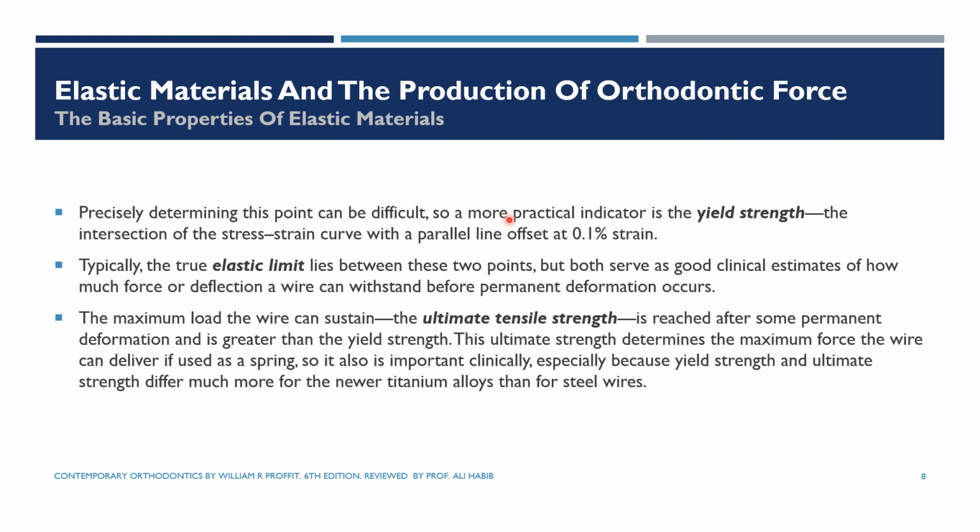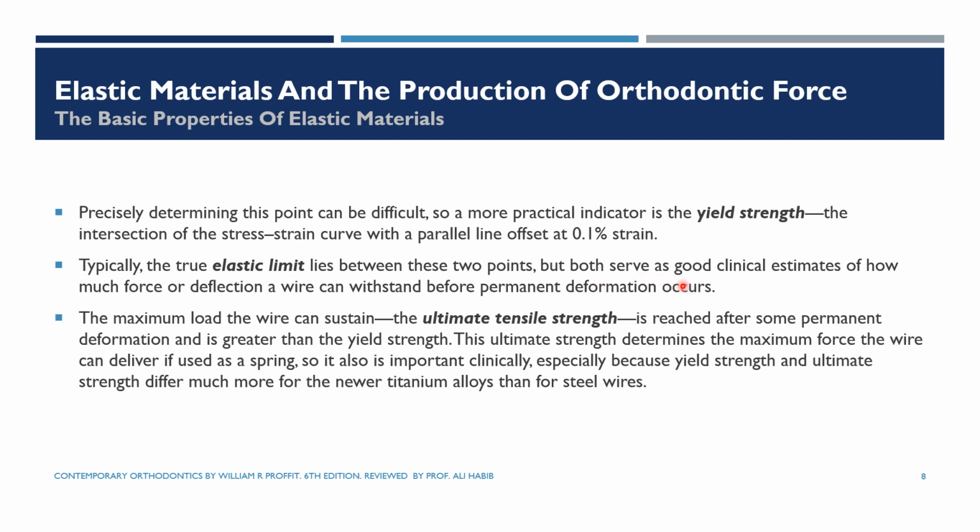So precisely determining the proportional limit, which I described before, is very difficult. That's why instead a more practical indicator used is the yield strength, which you can define by drawing the intersection of the stress-strain curve with a parallel line offset at 0.1 permanent strain. So the point at which 0.1% permanent deformation occurs is defined as yield strength. So typically, the true elastic limit is not the proportional limit and not the yield strength. It's between these 2 points.